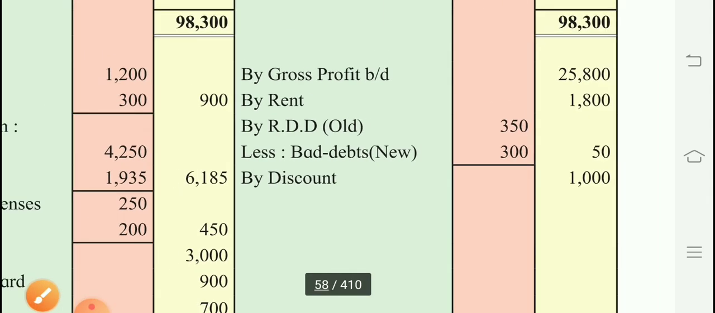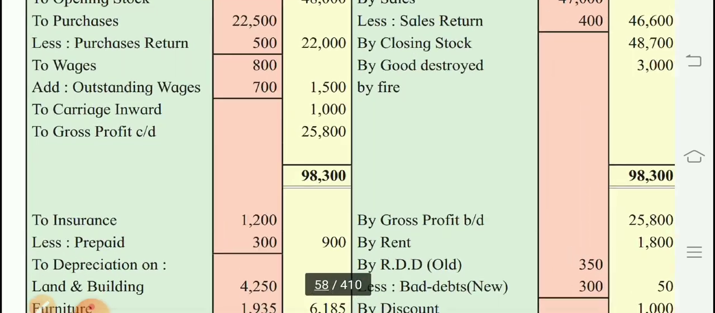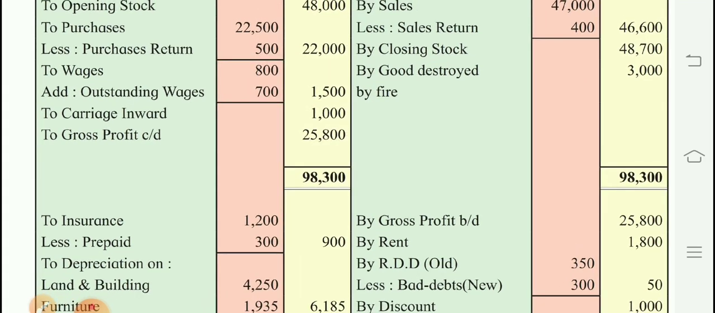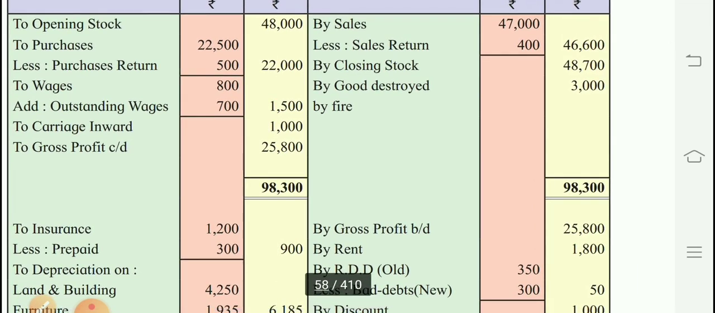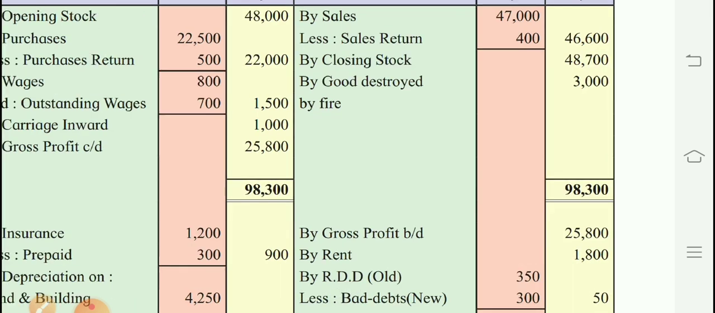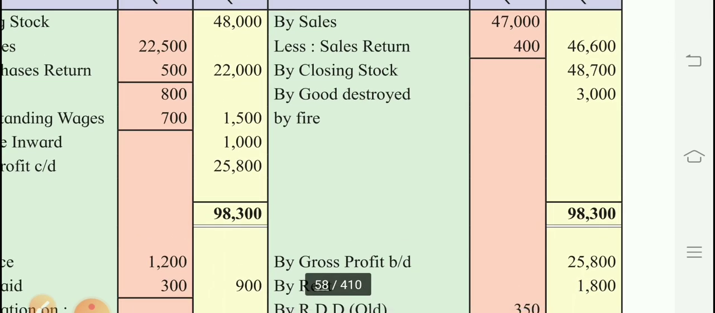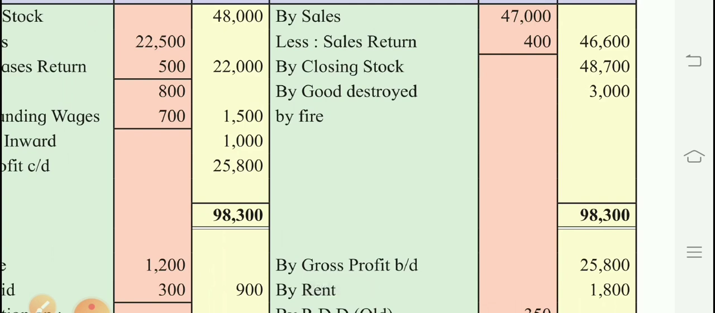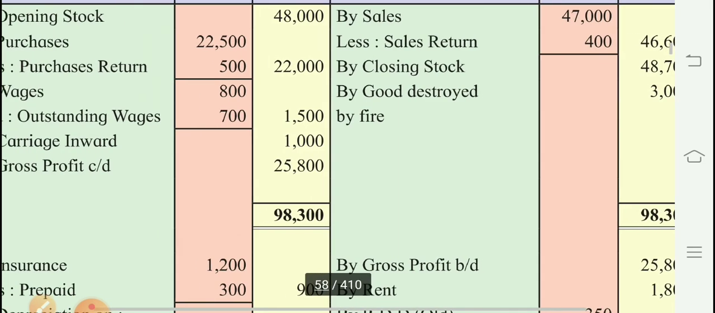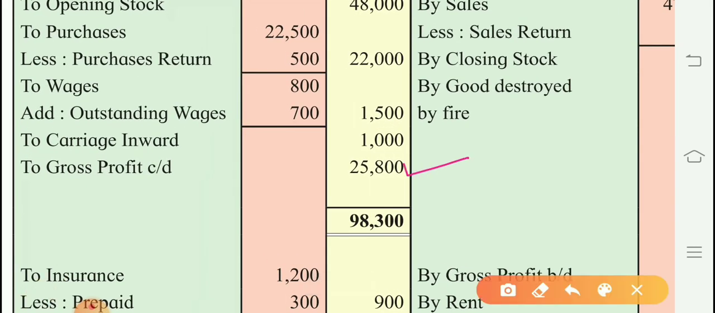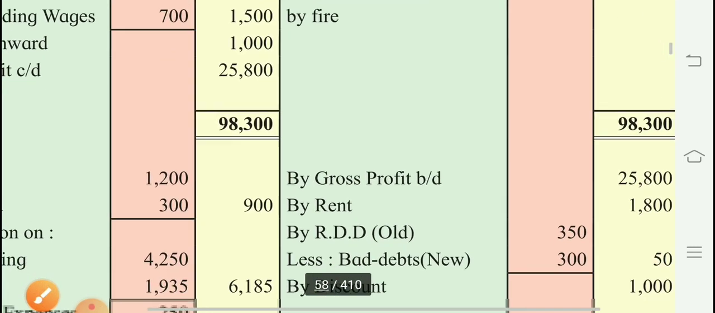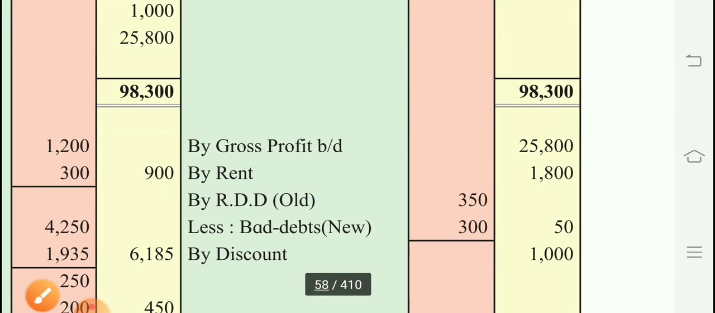Now we will close our books of accounts. Do the total of trading accounts both the sides. If we do the total of credit side it will be 98,300 and the total of debit side will be 72,500. So we have written the greater total on both the sides. We have deducted 72,500 from 98,300. By this way our firm got gross profit of rupees 25,800. We brought forward this gross profit to credit side of profit and loss account.